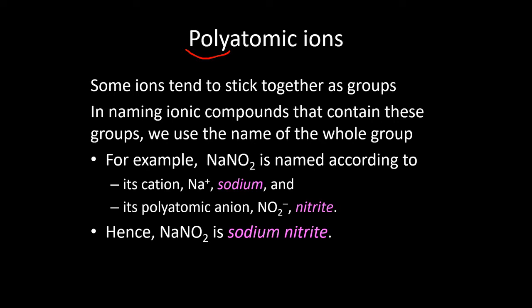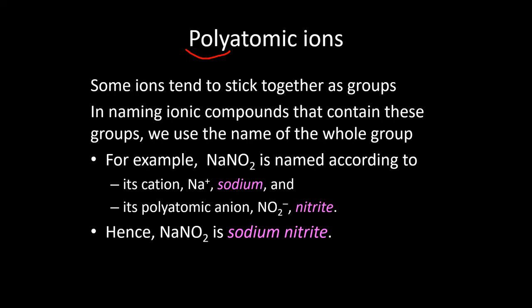So polymers, for example, come from the same root there. A polymer is a very, very large molecule. It's lots and lots of atoms all bonded together. And so here we have polyatomic ions. What this means is that we're looking at ions that are made up of more than one atom. We don't have to have many atoms in this case. Just as long as we have more than one, we consider it a polyatomic ion.